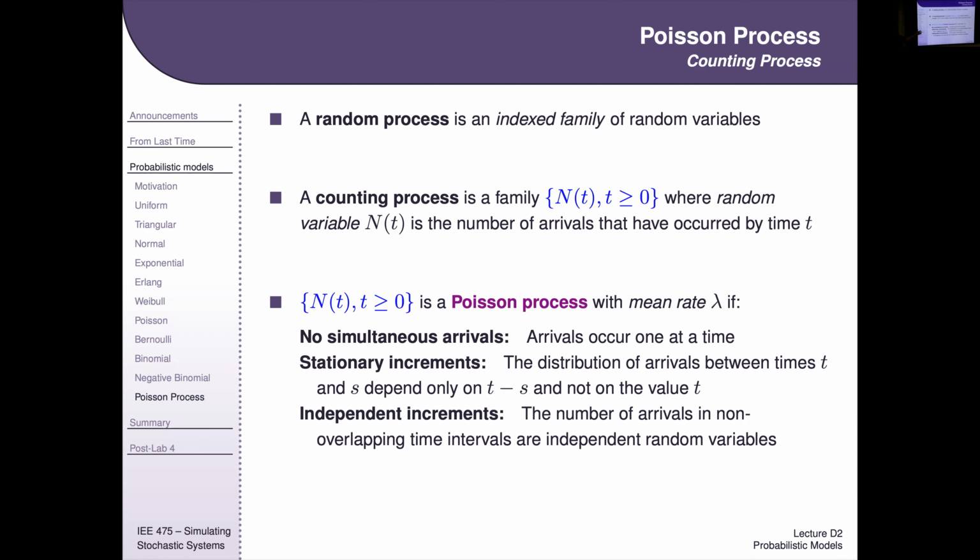And in lab, you're going to build Poisson processes in ARENA where you schedule the arrival rate so that at different hours, you can have different rates. So that's possible to do in ARENA. It's pretty easy to do.